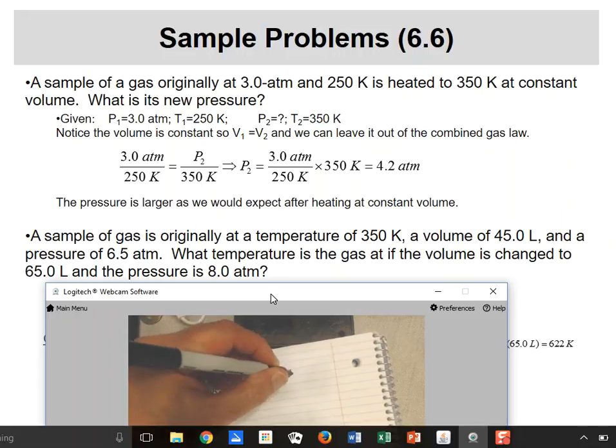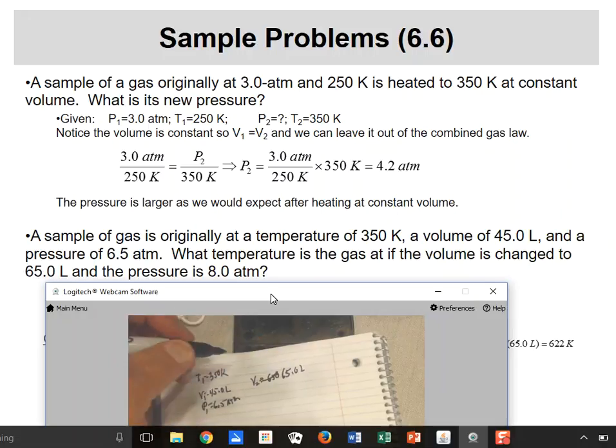65.0 liters. Get your numbers right, too. It'll help. 60 there, and my T2 is what I'm trying to find out. What does that temperature got to be for this to be true? And my pressure then is 8.0 atmospheres. Okay, so in that case, I have all 6 of those things I'm looking for.